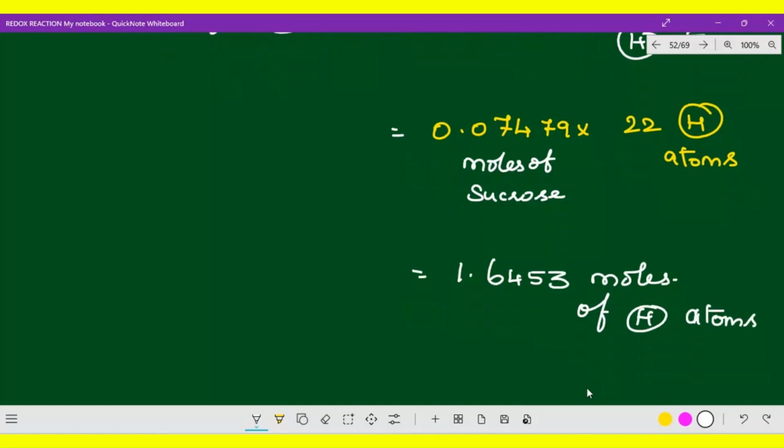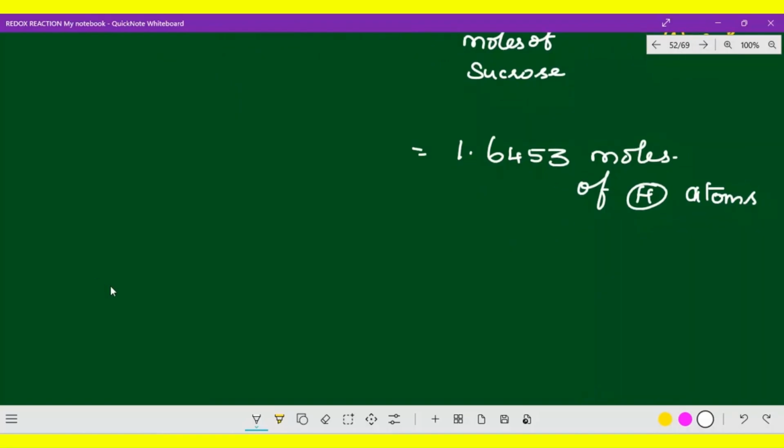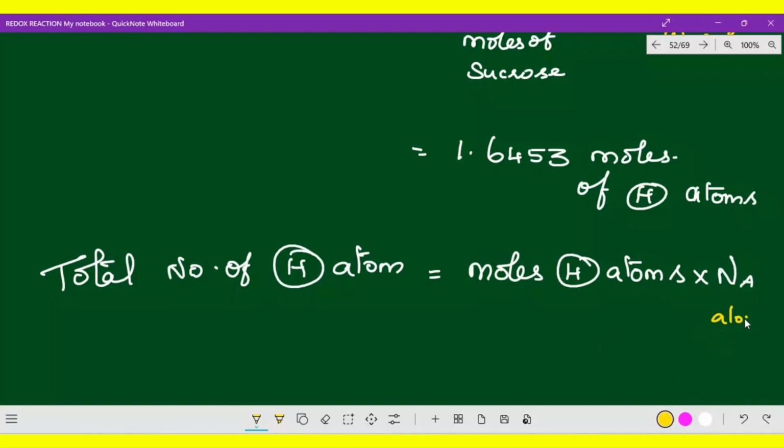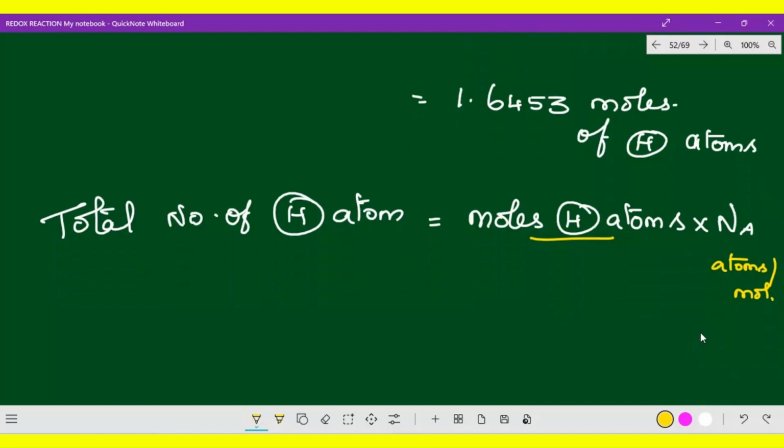Now, total number of hydrogen atoms. Right now, here is the main point. Without the Avogadro number, this process will not be completed. So moles of hydrogen atoms into the Avogadro number of atoms per mole.